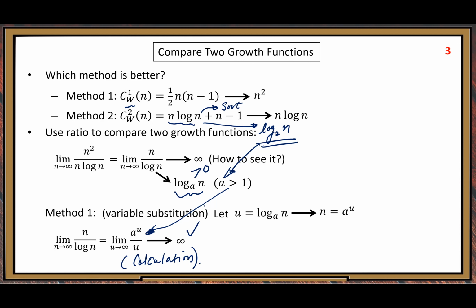Here we make our conclusion based on this property: an exponential function dominates any polynomial. Everybody knows this fact, and we can prove it. Later I can prove it. All right, that's method one.